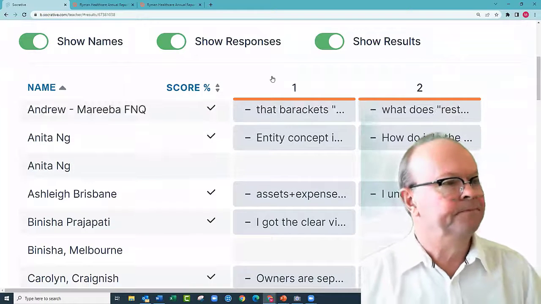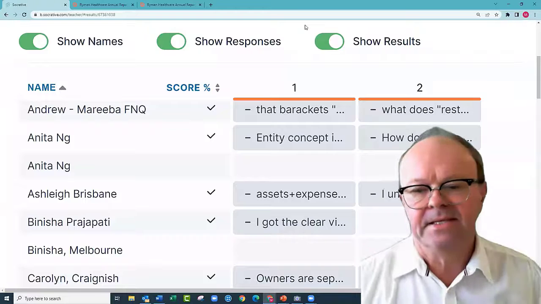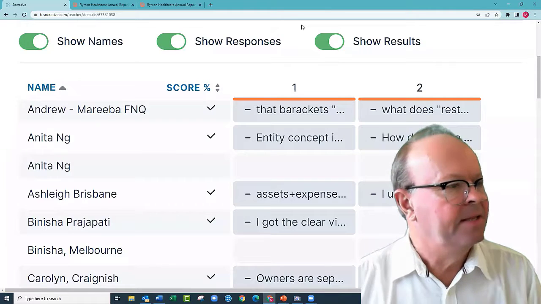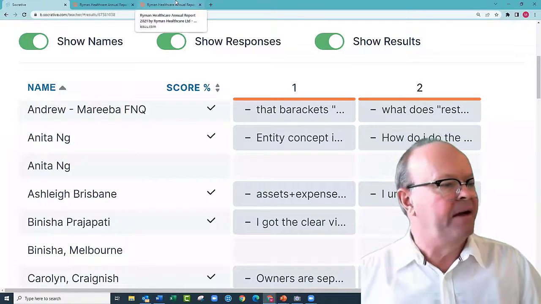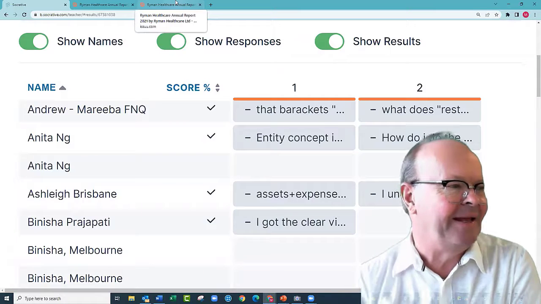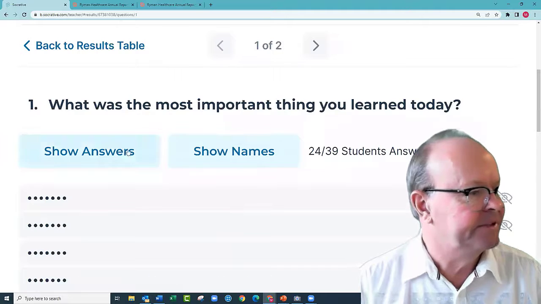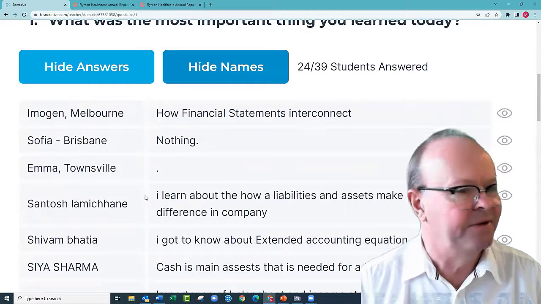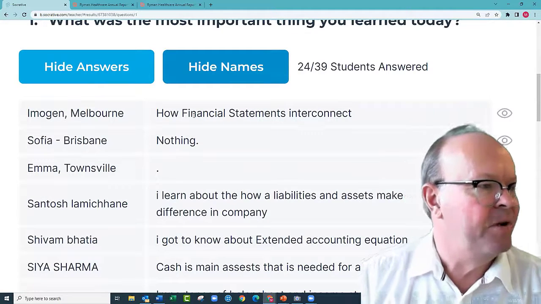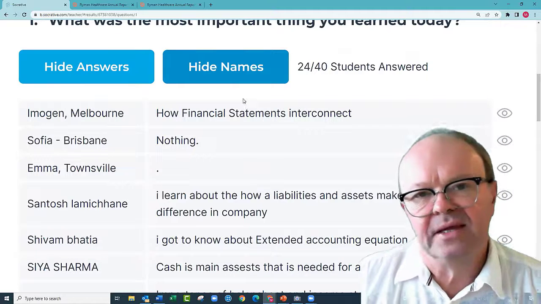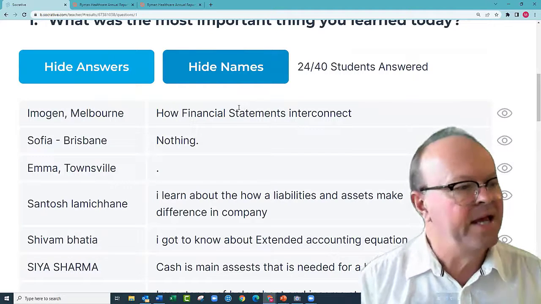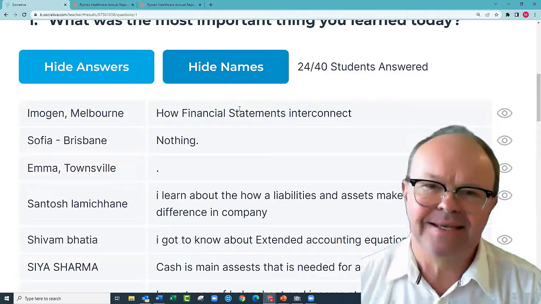Here we go. Can you see that all right? Andrew at Mareeba, far north Queensland. G'day, Andrew. What was the most important thing you learned today? Let's have a look. Oh, actually, sorry, we've got a different order. Imogen in Melbourne. The most important thing you learned today was how the financial statements interconnect.